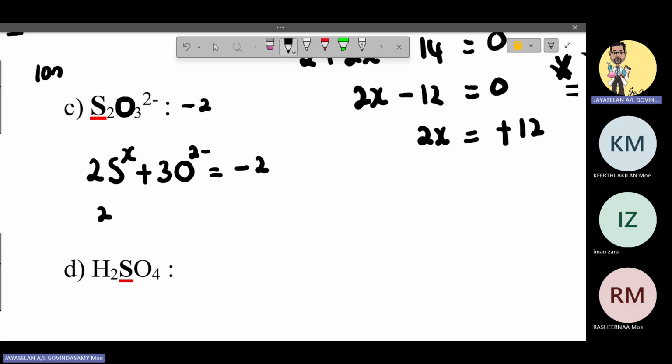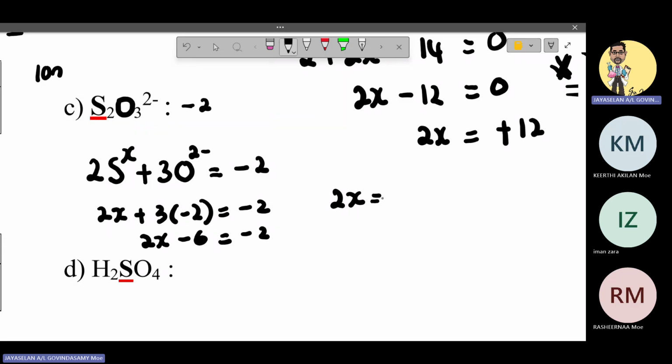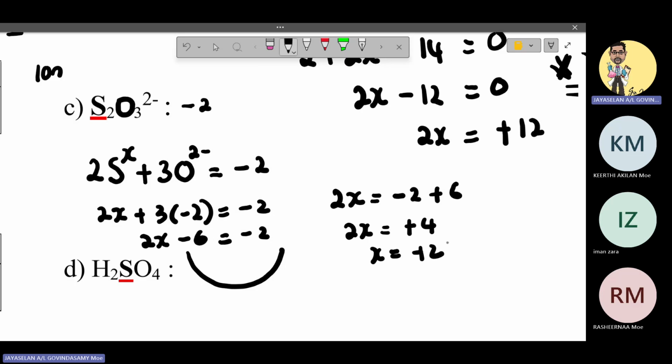Okay, after that, you do 2X plus 3 times negative 2, equals negative 2. 2X, okay, minus 6, equals negative 2. Okay, 2X, so you got negative 2, right? This one you want to bring here, right? Positive 6. Okay, 2X will be positive 4. X will be positive 2. So you already got the answer. Any question?